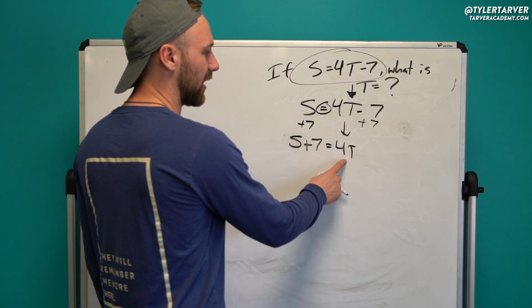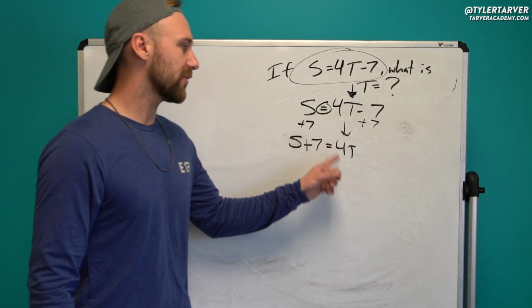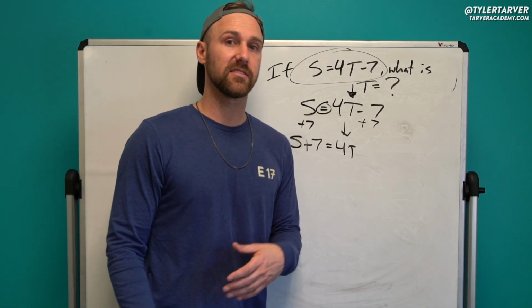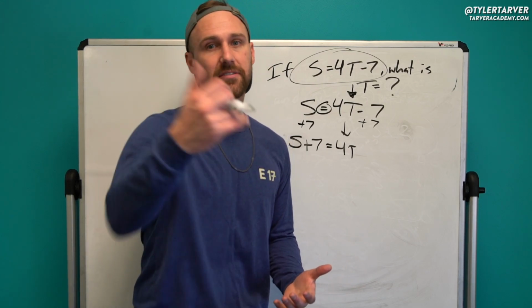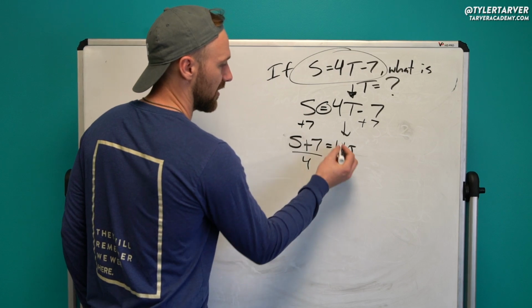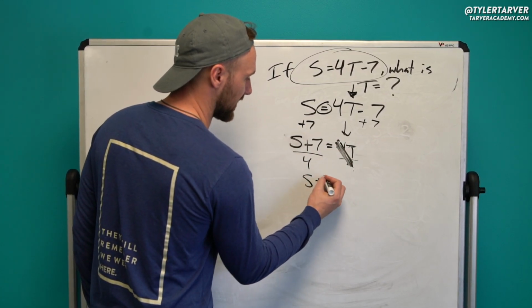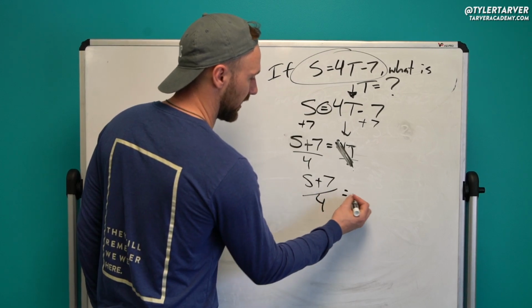To get t by itself, you got to get rid of the 4. Do not subtract 4. That's where people mess up. You have to do the opposite. It's 4 times t. So what's the opposite of multiplying? Dividing. So we're going to divide both sides by 4. That cancels out, and that's it. I could rewrite it, but it's the same thing. S plus 7 divided by 4 equals t.